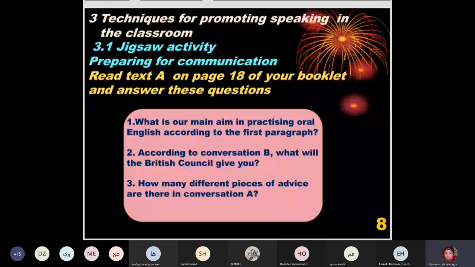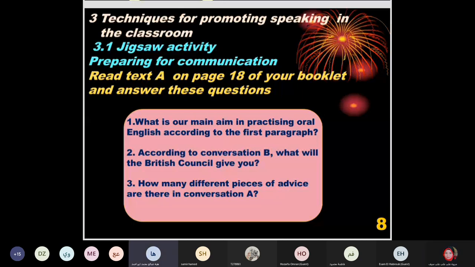Oral English, by the way, means speaking. He means speaking in particular, because in speaking you use the language and you produce language yourself without reading a text. He wants to tell you what our main aim is in getting our students to use the language, to practice speaking, to produce language that is not predictable. Not to read, not to listen, but to produce language, to speak orally. Okay, so go on to answer the question.